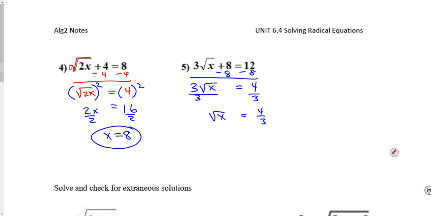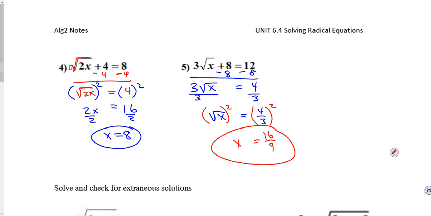Now you have to get the x out of the radical, so you square it. So that just gives you 16 over 9 equals x. Quick check. Square root of 16 over 9 is 4 over 3. 4 over 3 times 3 is 4. Plus 8 is 12. So that works.